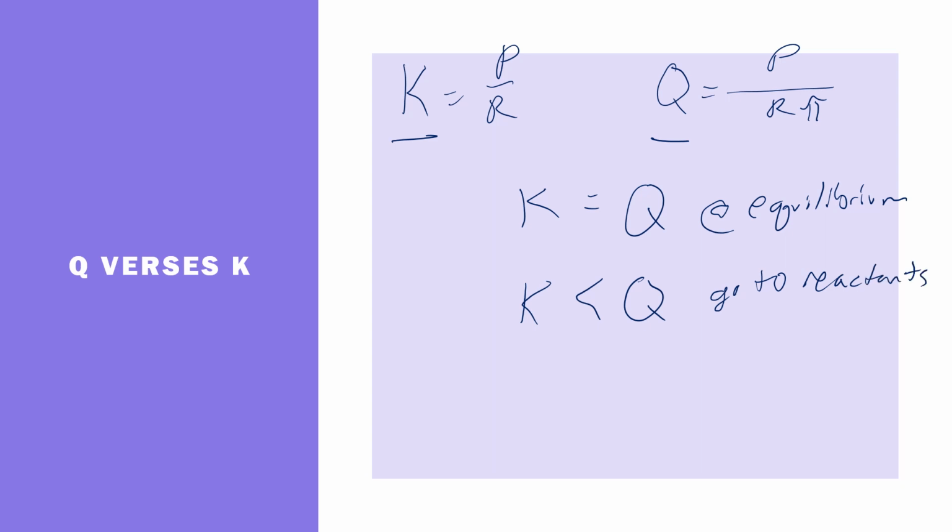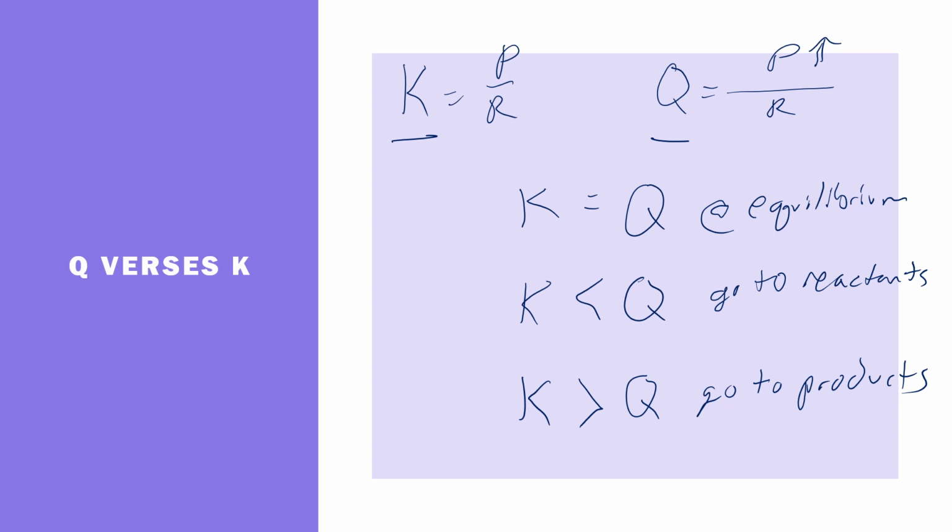And then, of course, the reverse would be true as well. If Q is smaller than K, that means you have too many reactants. In order to reach equilibrium, we need to make Q bigger, and to make Q bigger, you will need to form more products. So if Q is smaller than K, then the reaction will proceed in the forward direction and will go to the products.